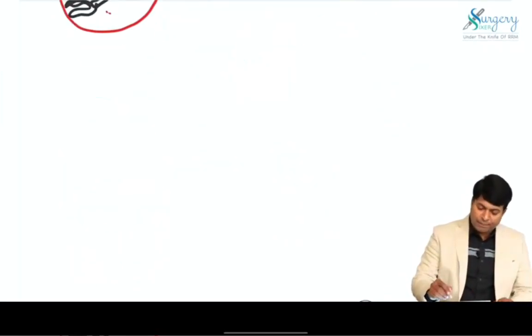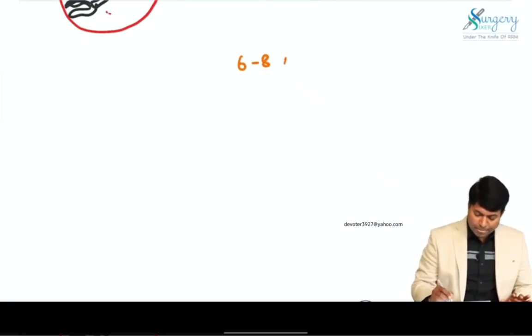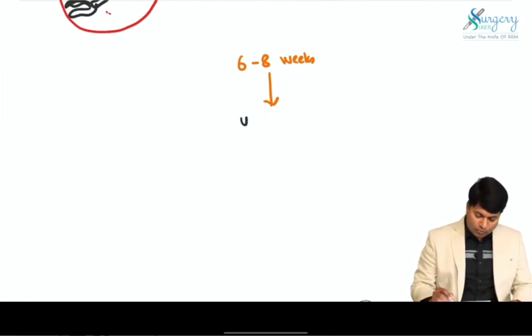In both cases, we don't do anything now. We wait for how many weeks? We wait for 6 to 8 weeks. Nothing is done. We put an SPC and send them home for 6 to 8 weeks. After 6 to 8 weeks, usually these patients present to you with what complication? The place where the urethra is injured will go for benign urethral stricture.